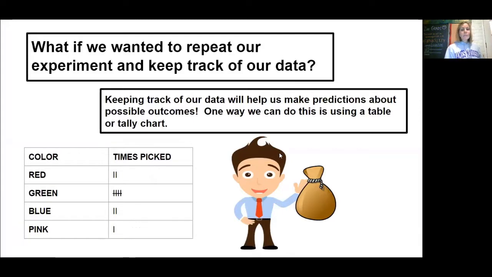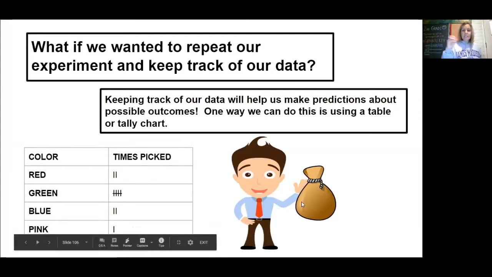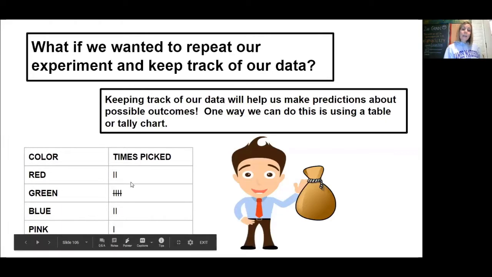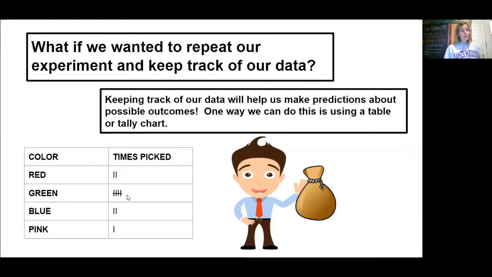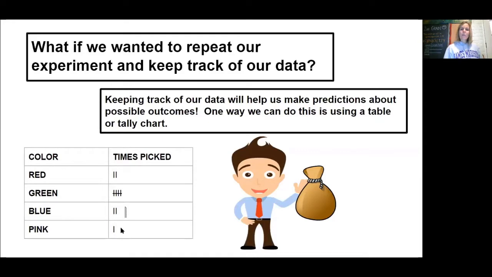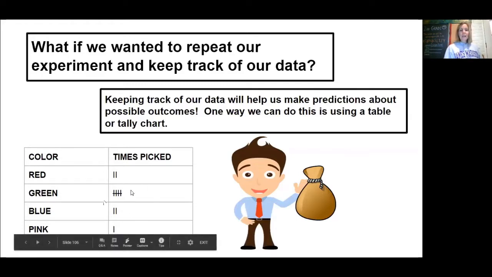So if Mr. Chance reached into his bag 10 times and pulled out a tile, here is what his results were. Twice he pulled out a red. 5 times he pulled out a green. 2 times he pulled out a blue. And only once he pulled out a pink. Well, that makes sense if you think about the tiles in his bag, because most of the tiles in his bag were green. And most of the time he picked out a green tile.